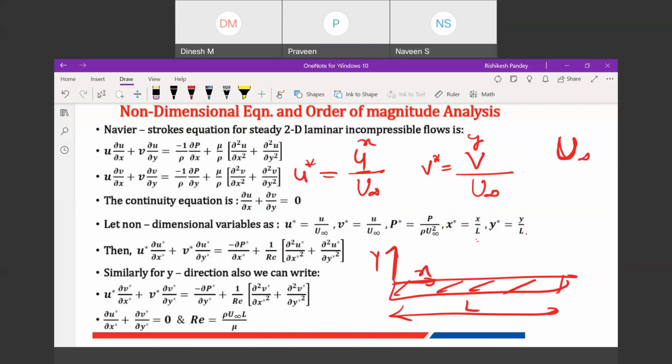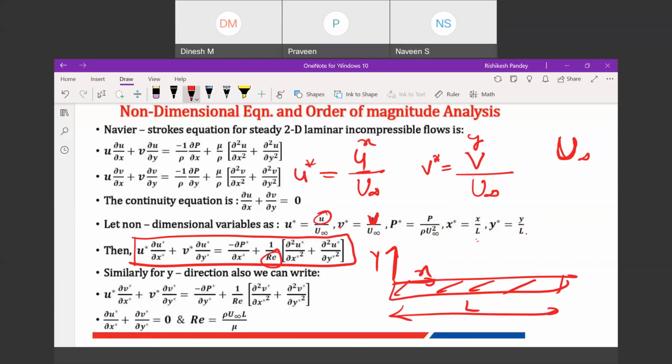Like this, we can non-dimensionalize, and we can put u equals u star into u infinity. Again, v is actually equal to v star multiplied by u infinity. Like that, we can put here every term. When we put it here, our new equation will be reduced like this. And while doing this, a factor will come here, which is the Reynolds number.